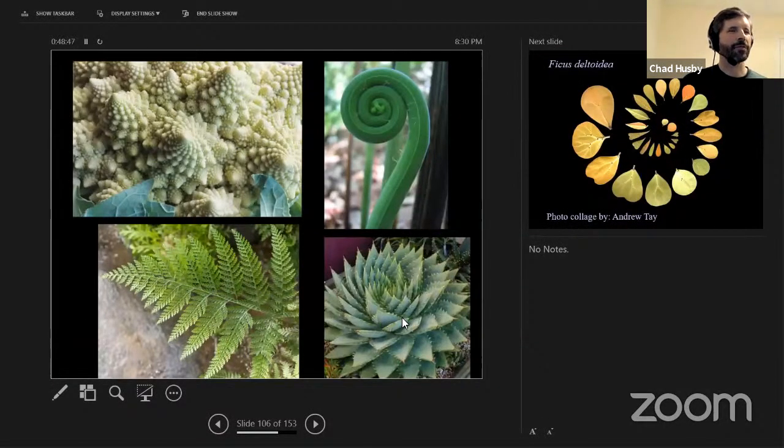So these are the major types of mathematical patterns in plants that we just discussed. I know that's a lot to internalize. I'll be glad to answer any questions about them shortly.